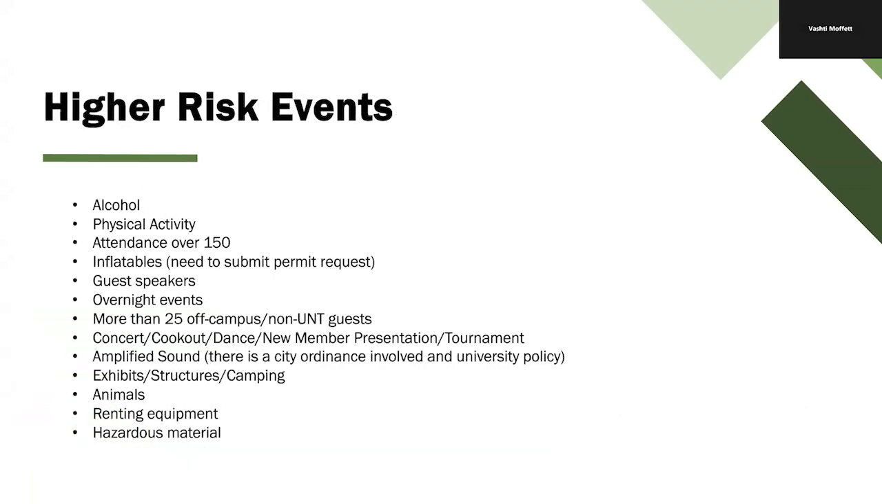Here's a list of examples of what would make your event high risk: alcohol, physical activity, attendance over 150, inflatables, you'll need to submit a permit request for that, guest speakers, overnight events, more than 25 off-campus or non-UNT guests. If it's a concert, cookout, dance, new member presentation, or tournament, amplified sound, there is a city ordinance involved and university policy, so we want to be mindful of that. Exhibits, structures, camping, animals, renting equipment, or hazardous materials.